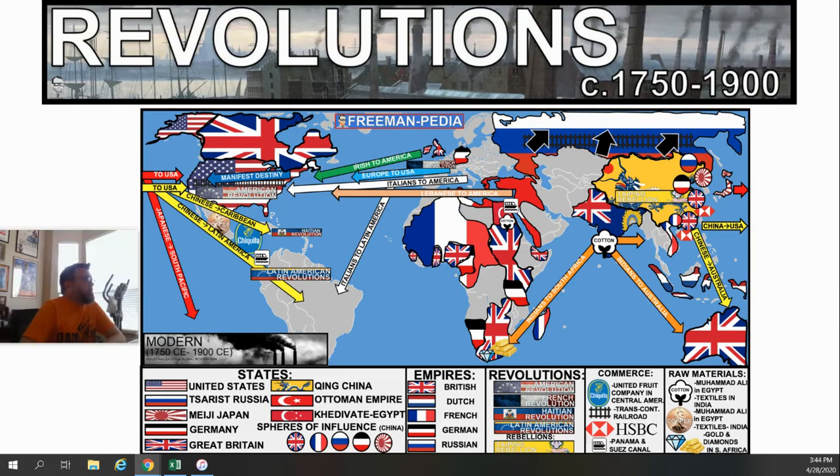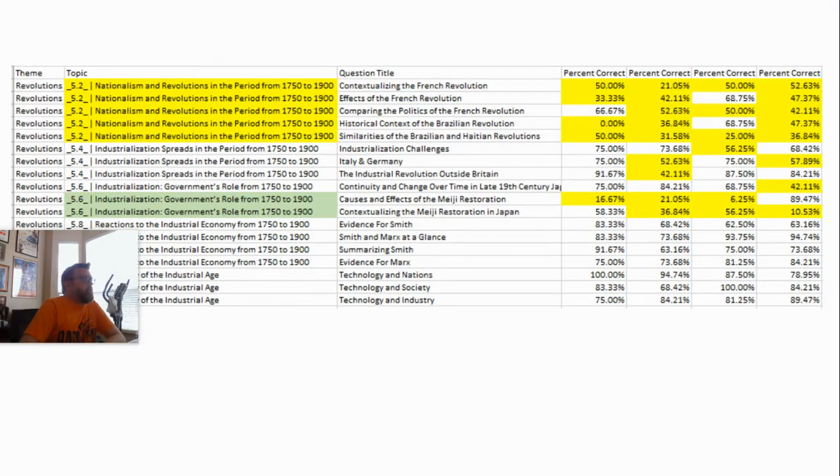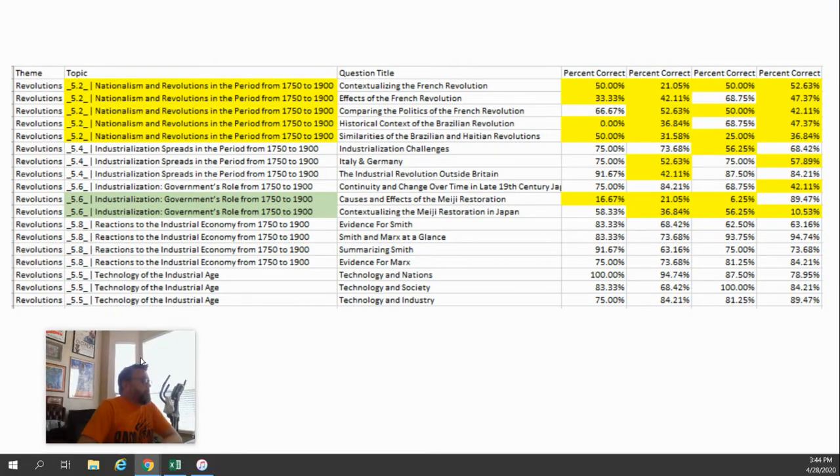Looking at, like we always do, the Albert test to see what we're going to focus on, meaning what you didn't do well on: nationalism and revolutions, and then the government's role in industrialization. Those stuck out like a sore thumb on this test. Pretty bad.